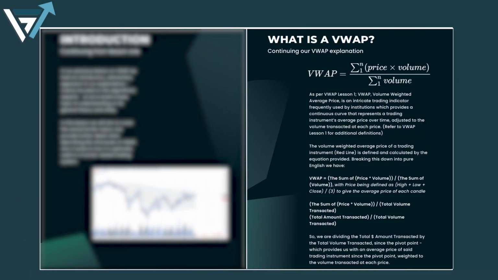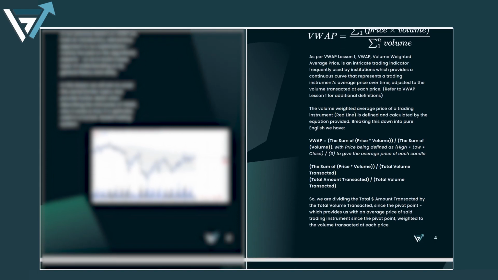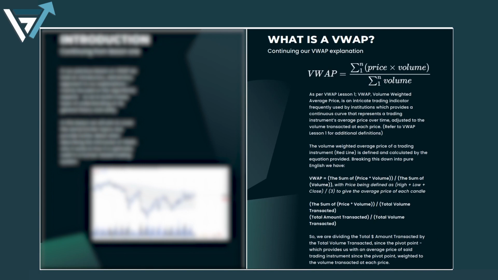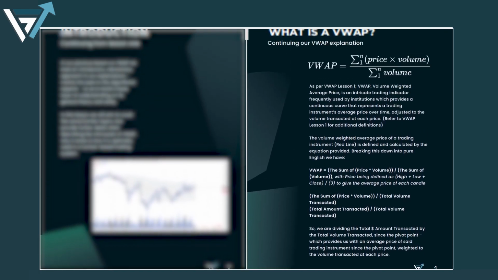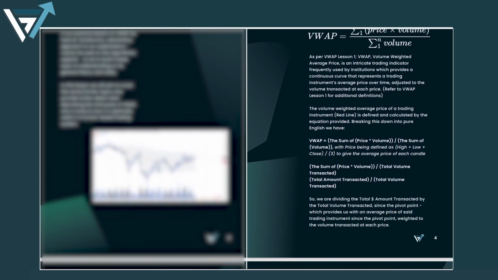So what I'd like to have a brief look at right now, guys, is the equation that we use to actually determine the VWAP. Volume weighted average price is equal to the sum of price times volume, divided by the sum of volume. In pure English, we're dividing the total dollars transacted, which is our price times volume, by the total volume transacted, since the pivot point from which we anchor the VWAP. That's the calculation we use to determine the VWAP.